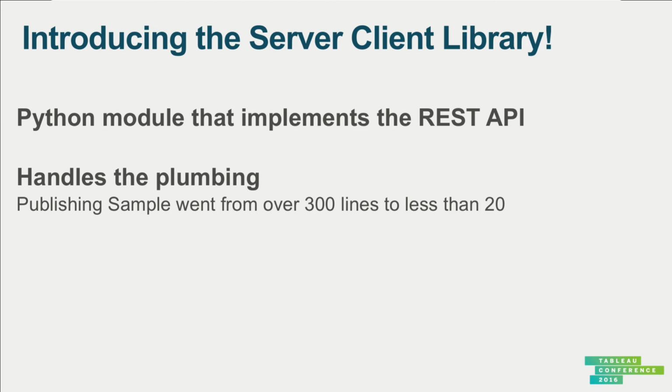It took him about 300 lines of code to create a nice, robust script to publish a workbook. So he spent all summer building the server client library. The last thing he did before going back to school was recreate that same script to publish a workbook using his server client library, and it took him less than 20 lines of code.